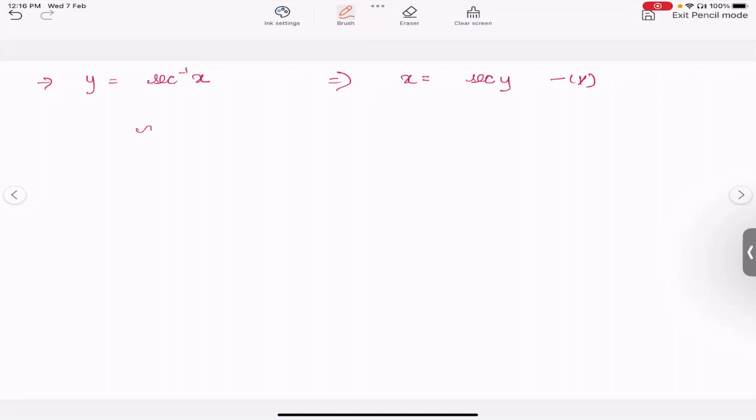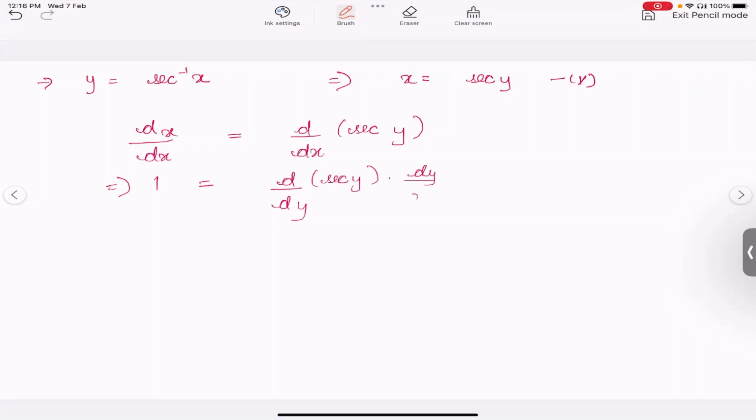So the derivative of x with respect to x will be equal to the derivative of sec y. This will be equal to 1. Using the chain rule again, this will be multiplied by dy by dx.